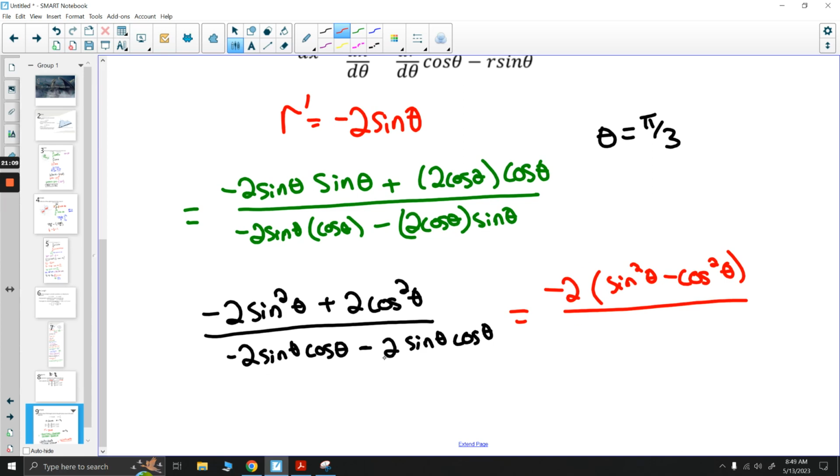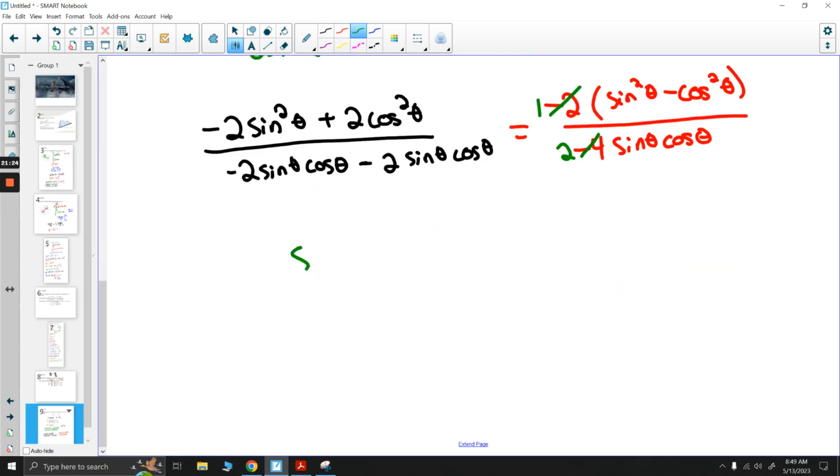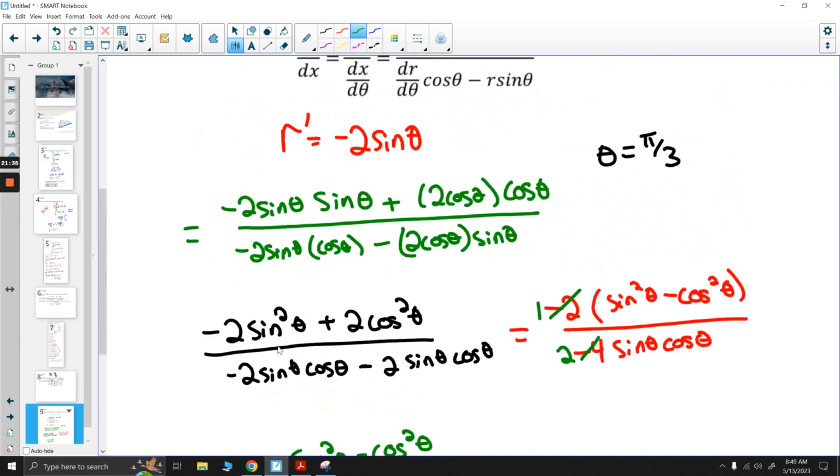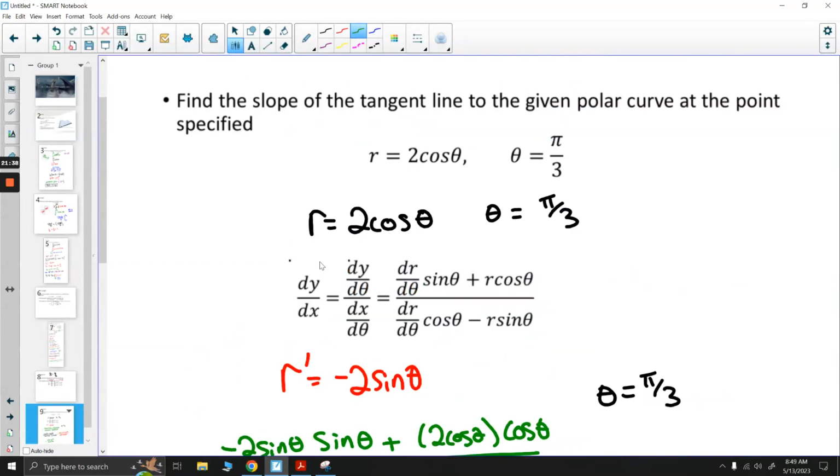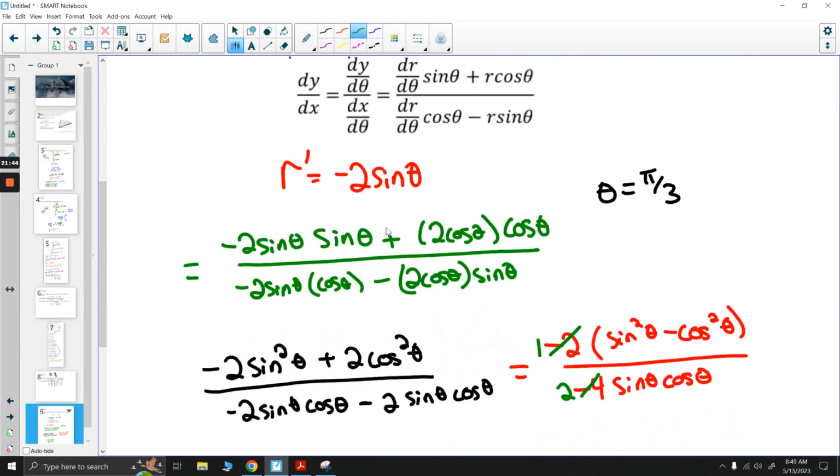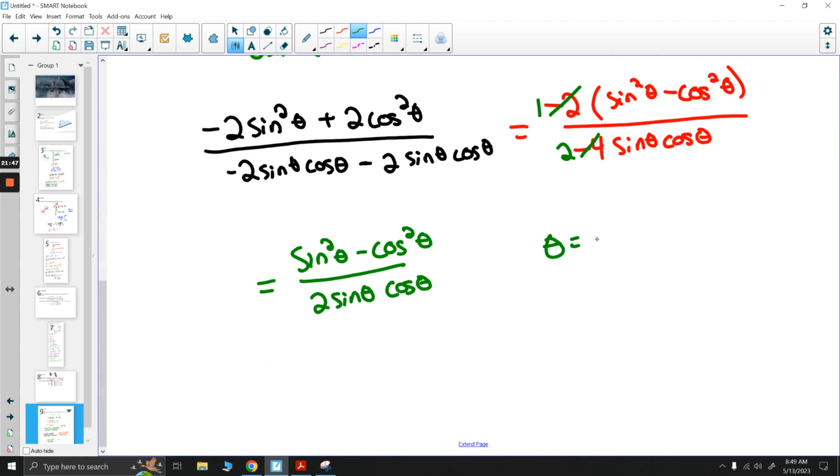Now, negative 2 minus 2, but they're like terms here, so that's going to be minus 4 sine theta cosine theta. So the negative 2 makes a 1, and this will make a 2. So we have sine squared theta minus cosine squared theta over 2 sine theta cosine theta. And this is our derivative, basically, our dy/dx concept here. This is our derivative. And now we want to know when theta equals pi thirds.